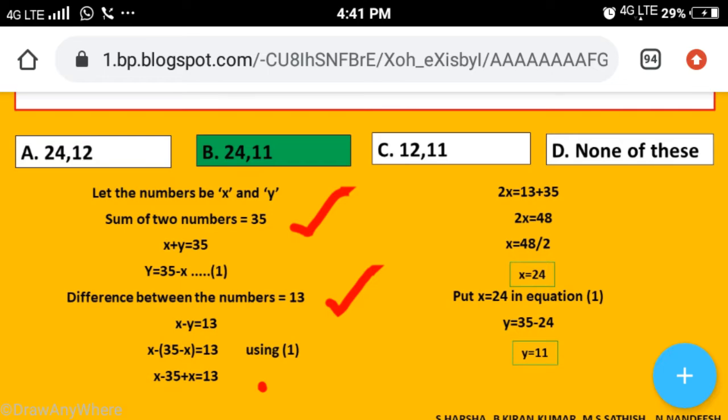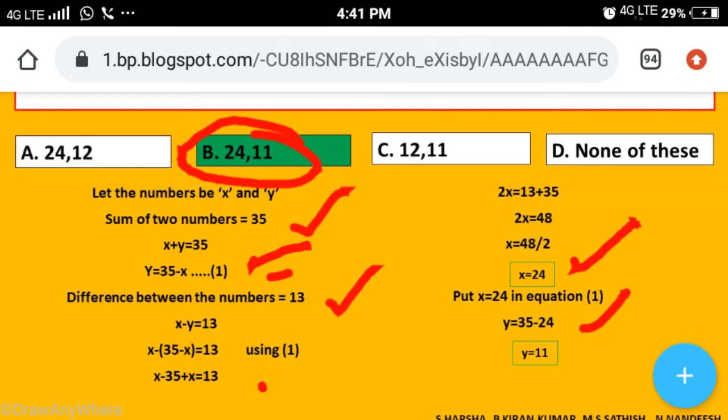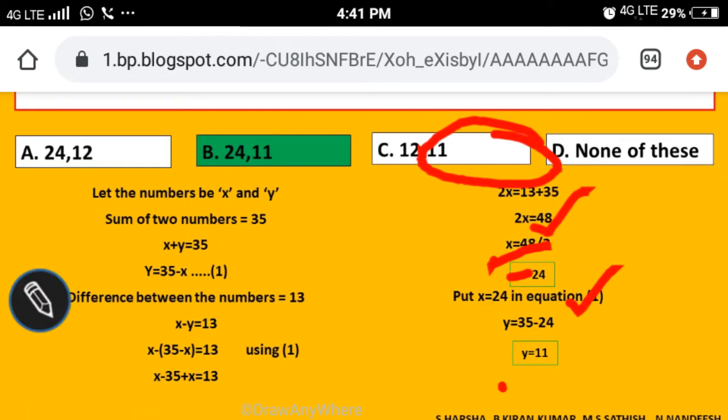Here the substitution method is considered, and the value y equals 35 minus x is substituted in this equation, and finally it gives the value of x as 24, and when you substitute that value of x equals 24 in equation 1, we'll get the value of y as 11. Therefore option B is the correct answer, the value of x is 24 and the value of y is 11.